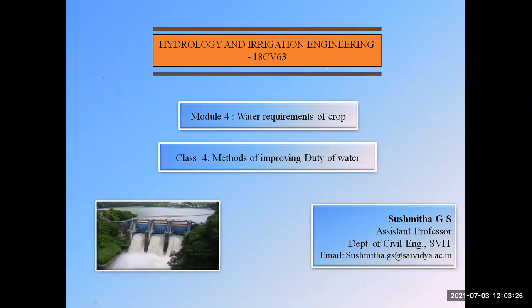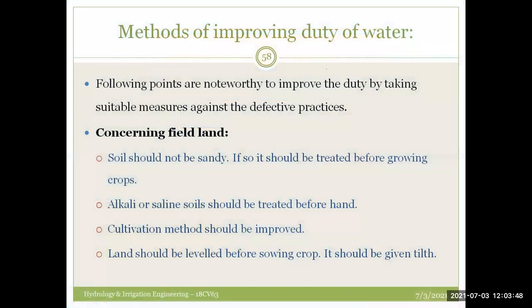We are continuing with Module 4, that is water requirement of crops. As we discussed in the previous class, what are the factors affecting the duty of water. In this class we are seeing the methods by which you can improve the duty of water. There are many noteworthy points to improve the duty by taking some suitable measures.